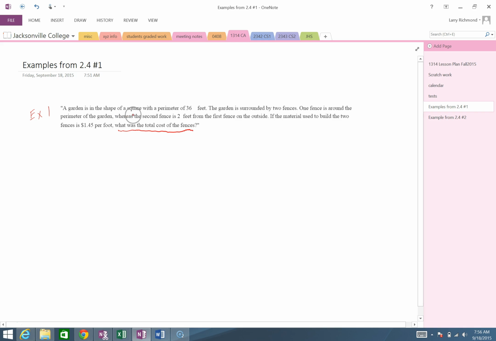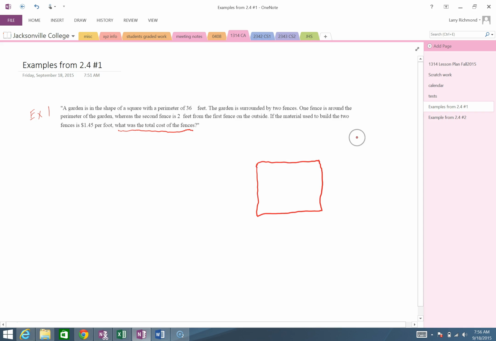Alright, a garden is in the shape of a square with a perimeter of 36. The garden is surrounded by two fences. One fence is around the perimeter, where the second fence is 2 feet from the first fence on the outside. Alright, so let's see if we can draw this picture. We have one garden, or one square, that has a perimeter of 36 feet.